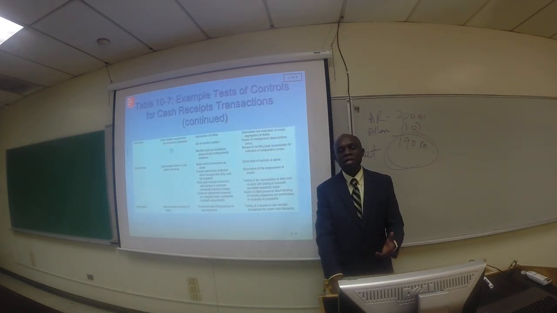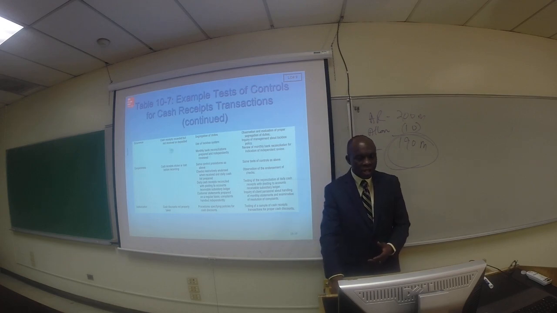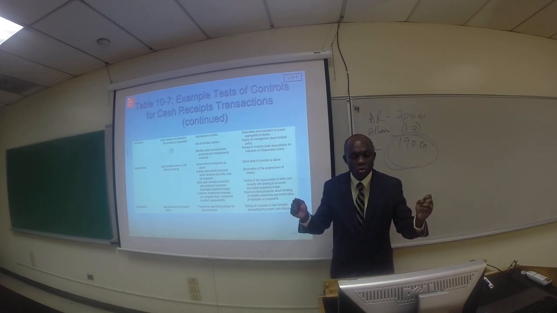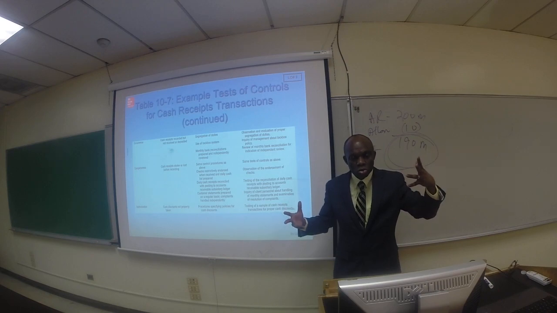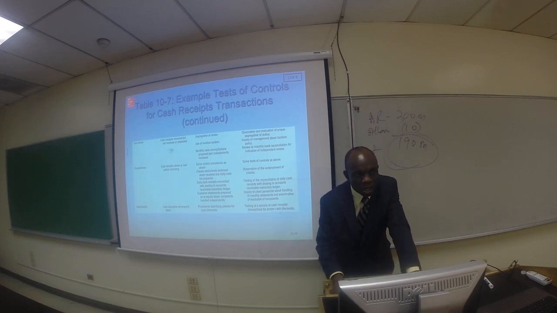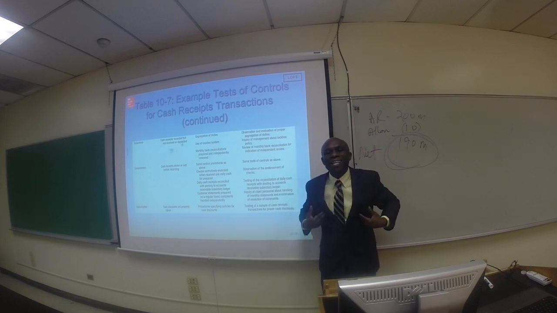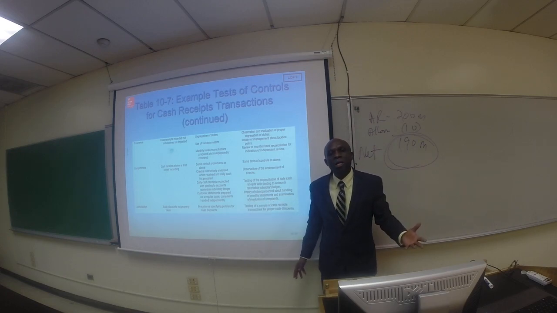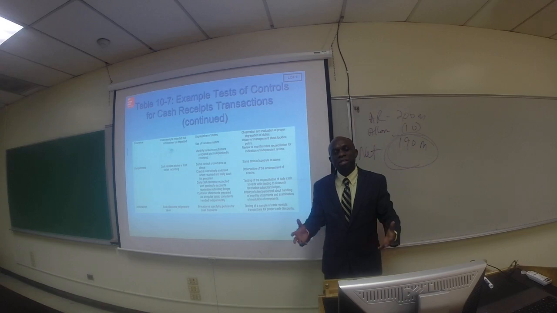Here are some tests of controls for cash receipts. Again, we are not going to go through this in great detail because we have already talked about this issue extensively in previous chapters. You need to use the skill set from those chapters and apply them to chapter 10. So I just want to go through one with you. Take a look at this in terms of tests of controls for cash receipt transactions. Occurrence: cash receipts recorded but not received or deposited. It's possible that the company received cash, but the cash doesn't find its way to the bank. How? Because somebody might be stealing. The question is, does management have controls in place to prevent that from happening?